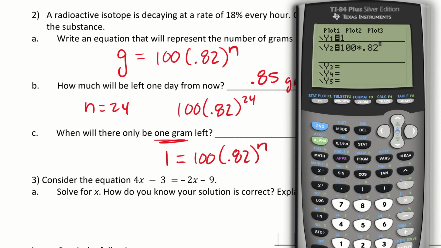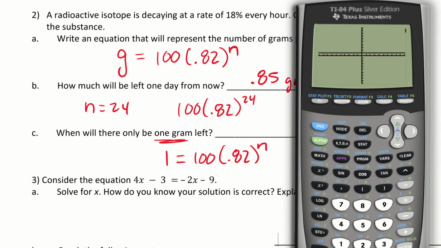Now, one of the things I know about that is that its 0th term is 100, and then it goes to 82, and then it would go to 82% of 82. So each time it's going to multiply by 0.82. So I think if I graph this, my standard window shows no intersection at all.